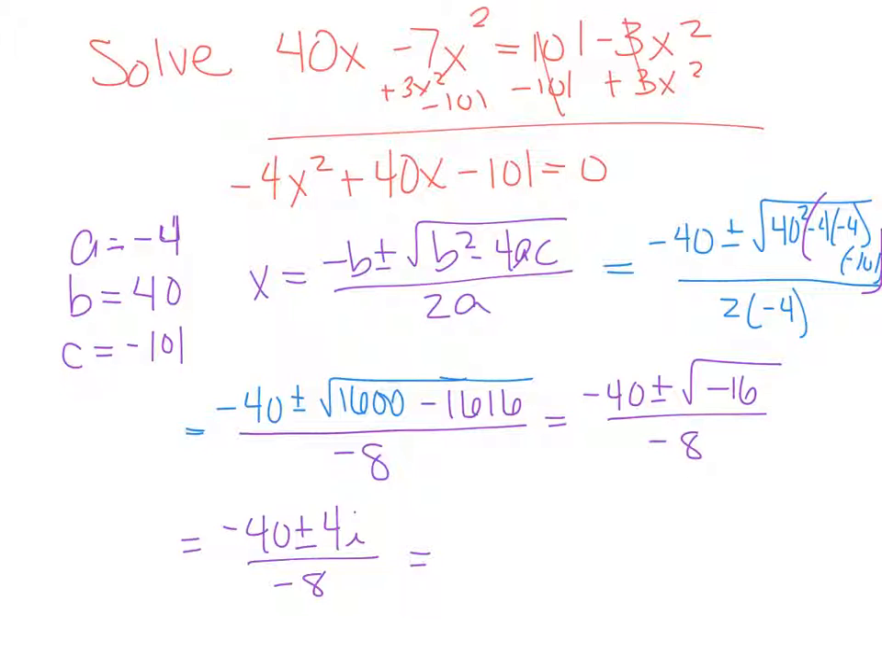From there, everything divides by 4, so let's divide everything by 4. And in fact, let's divide everything by negative 4. It's going to be a positive 10, still plus or minus, like when you divide by negative 4 it flips them, but this is just going to be i over 2.